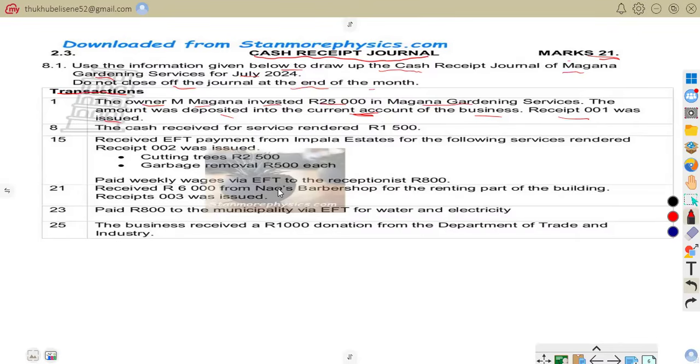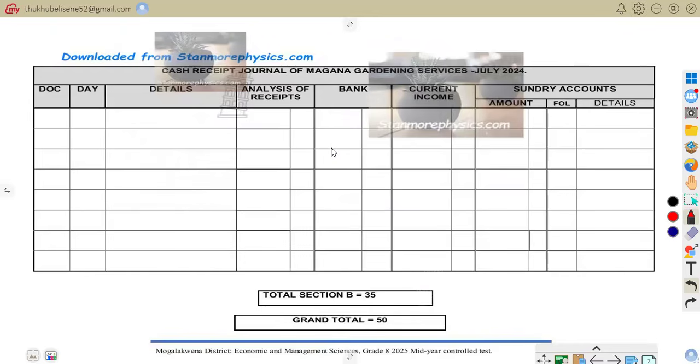Now we are to treat that under the cash receipts journal. Does it affect our cash receipts journal? That is true, because Mahana invested 25,000 into his business account, which is a current account. So now we are going to try to treat it. We are first going to say our receipt number is 001, on the first.